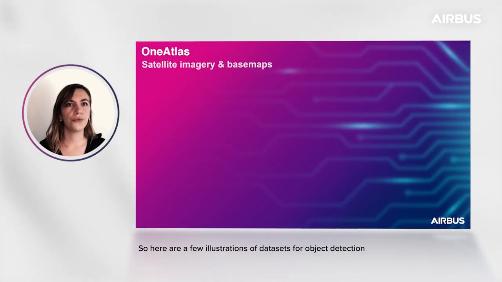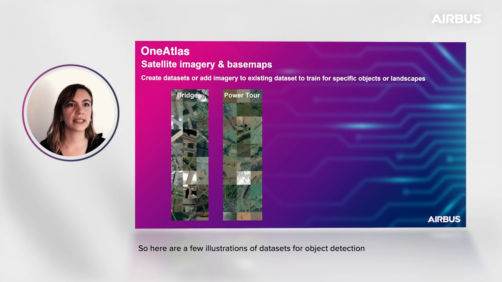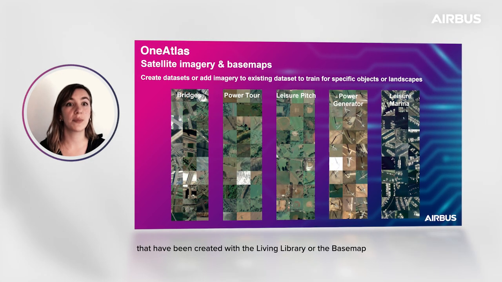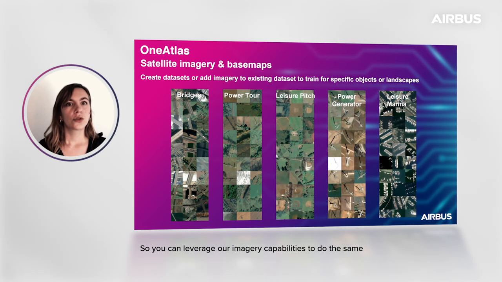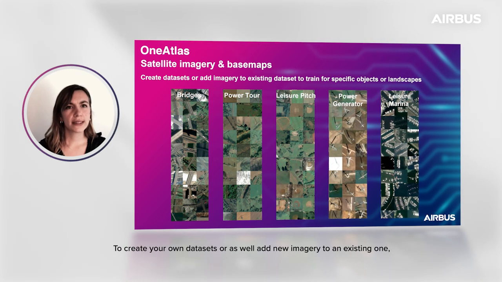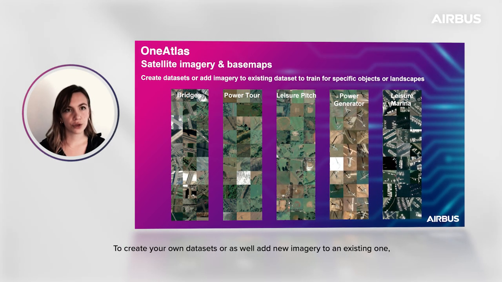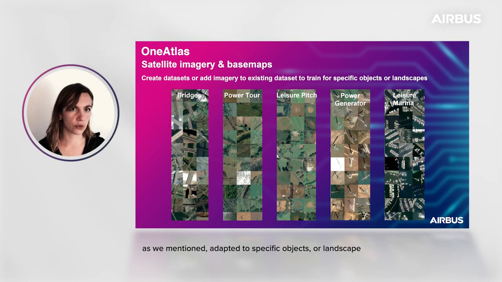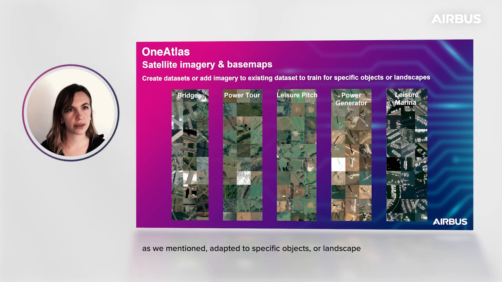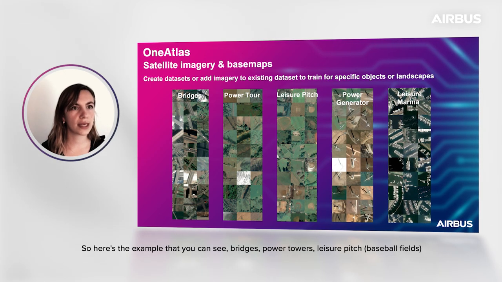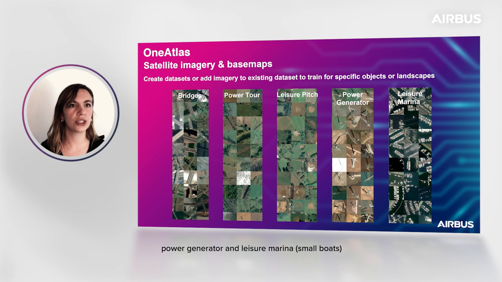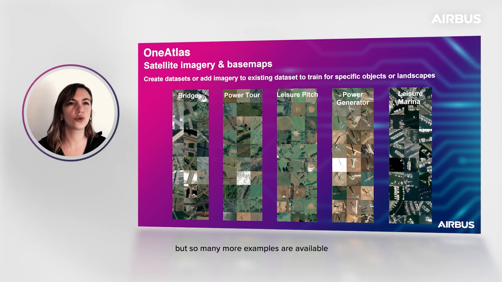So here are a few illustrations of datasets for object detection that have been created with the living library or the base maps. So you can leverage our imagery capabilities to do the same, to create your own datasets, or as well add new imagery to an existing one, as we mentioned, adapted to specific objects or landscapes. Here, the examples that you can see are bridges, power towers, wind farms, power generators, and marinas, but so many more examples are available.